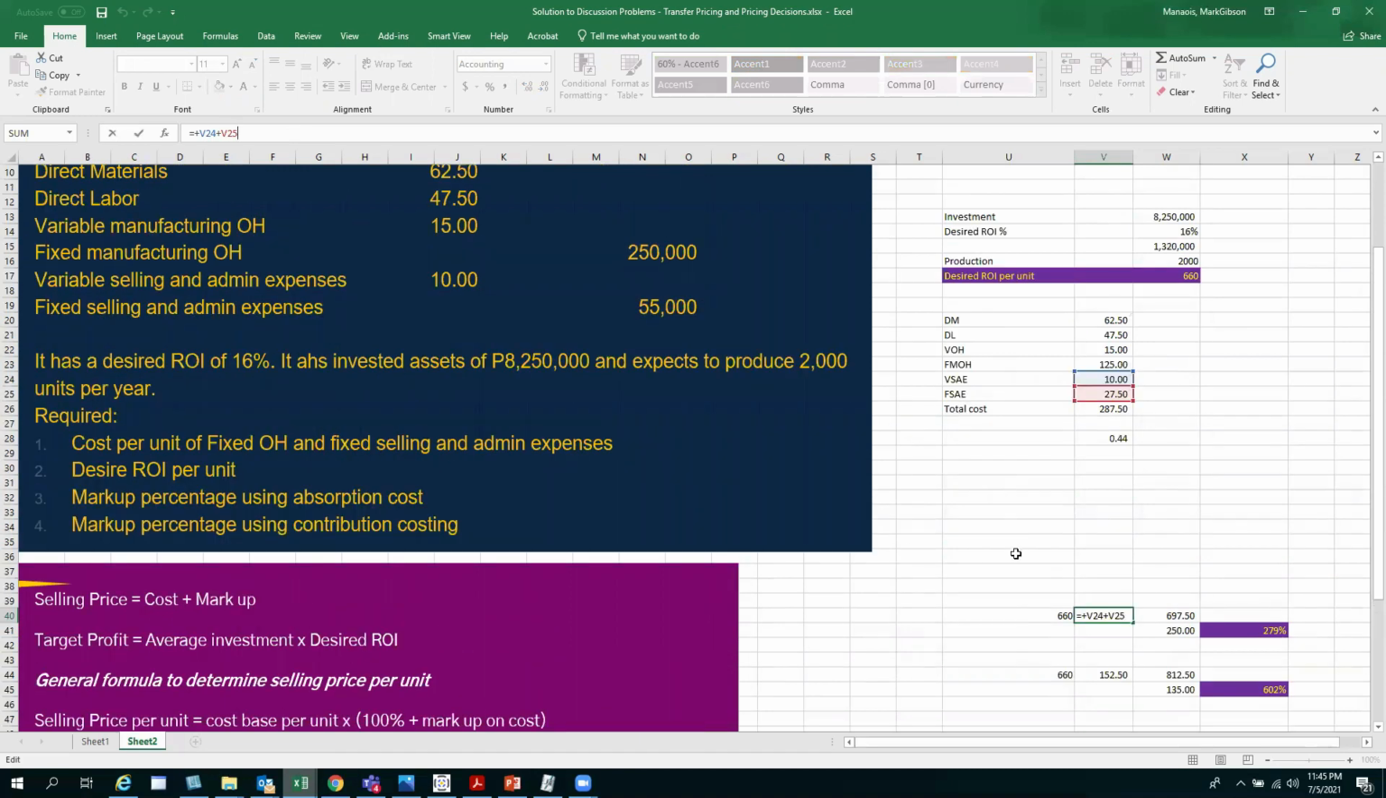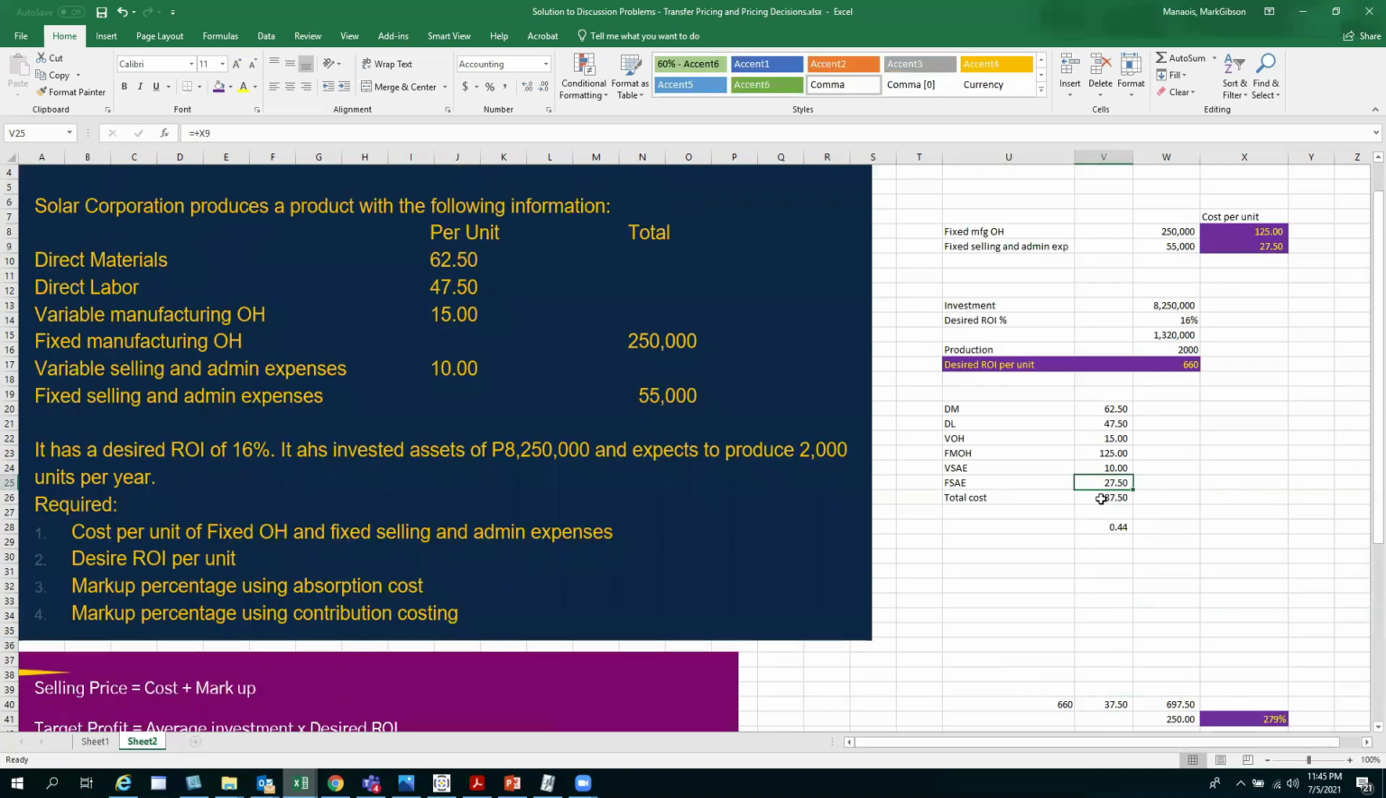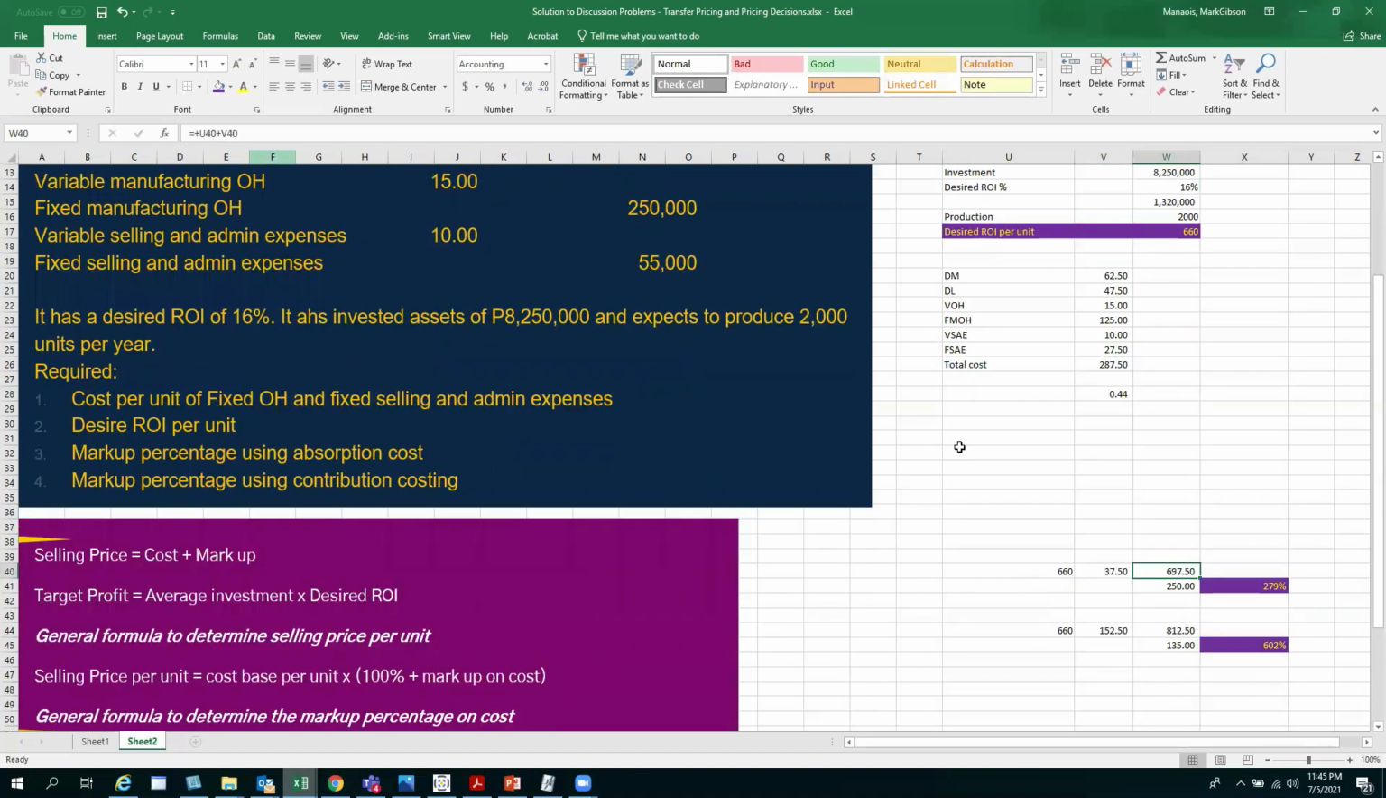Ano ba yung mga cost na 'to? Diba? Under absorption costing, ito yung mga selling and administrative expenses mo, no? So that's 37.5. So that's your variable selling and admin expense of 10, fixed selling and admin expenses of 27.5. Saan na-compute natin yung 27.5 kanina? Ayun. And then given naman 'tong variable selling and administrative expenses of 10. So, kunin natin yung total ng dalawa and then kunin ngayon natin yung base cost.